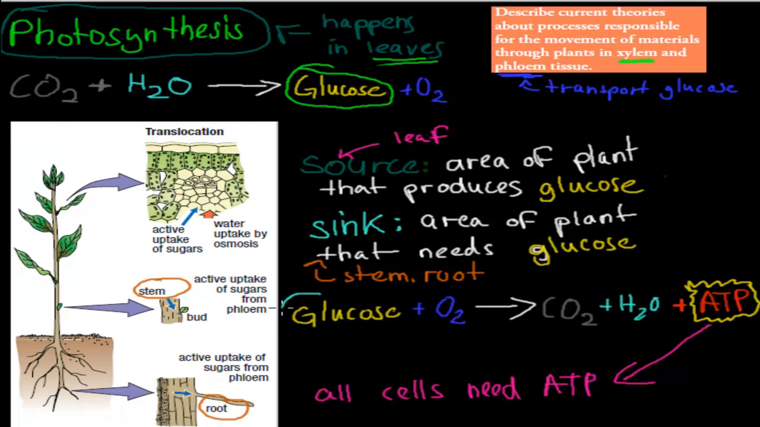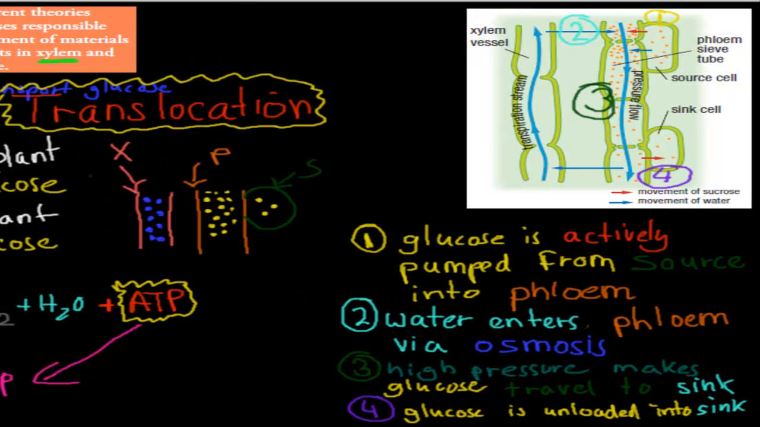So glucose is not only needed in the leaf, but it's also needed in the root and in the stem, but they can't produce it themselves, so they need to get it. So sinks are the stem and the root, the parts that need glucose, and the source is the part that produces glucose. So remember those terms.